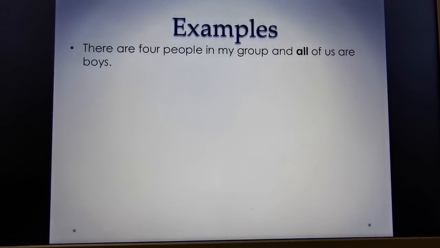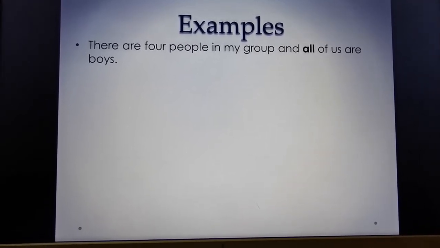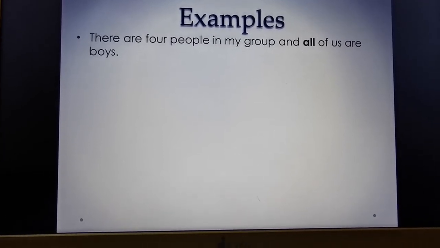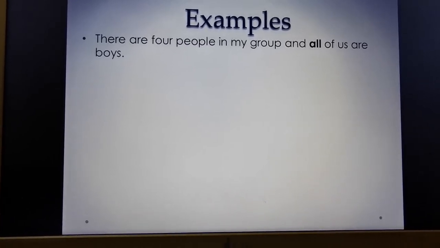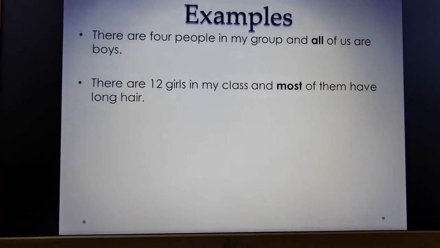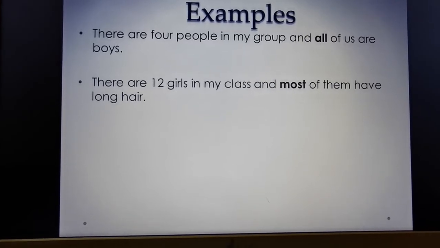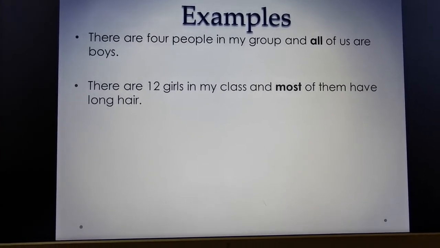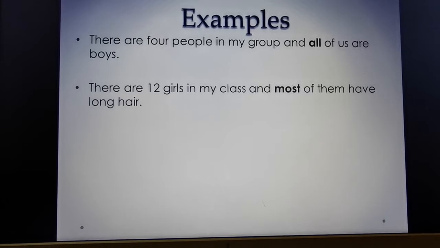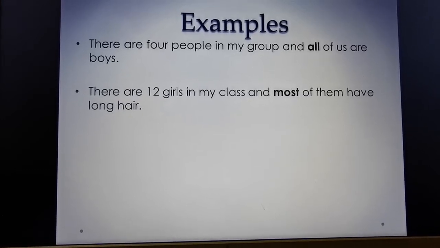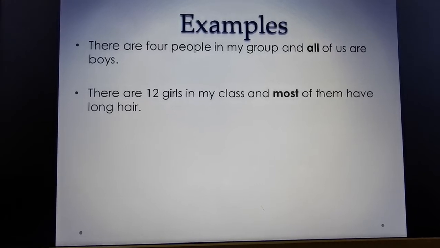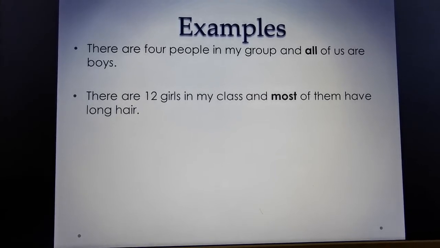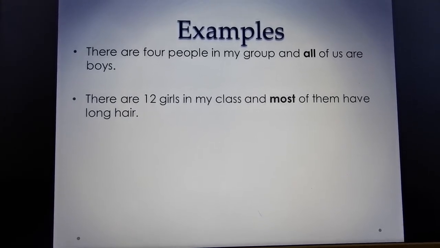So the first example says, there are 4 people in my group and all of us are boys. That means all the students in this group are boys. Nobody is a girl. There are 12 girls in my class and most of them have long hair. So this means that altogether there are 12 girls in the class and most of them, that means more than half of them, half of 12, if you remember from math, is 6. So more than half of these girls have long hair. So that is why we use the word most.